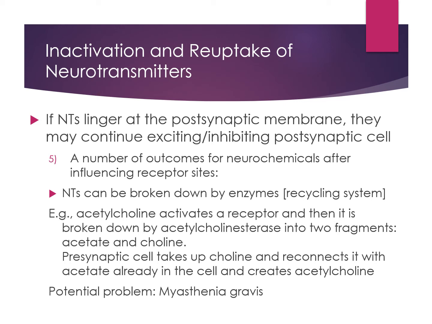So the example of acetylcholine. Acetylcholine is one of our neurotransmitters. It's going to activate the receptor, have its effect on the postsynaptic neuron, and then it's going to come back out into the synaptic cleft and be broken down by this enzyme, acetylcholinesterase. It gets broken down into 2 fragments, acetate and choline. The presynaptic neuron takes up the choline, and it has to reconnect it with the acetate, so it synthesizes the acetylcholine there in the terminal button, so that we can send acetylcholine again.